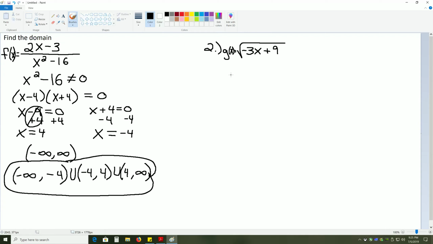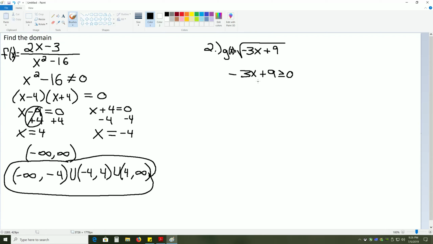Okay, now moving on to this one. When you're dealing with a square root rather than a fraction, whatever is inside the square root has to be positive or 0. You cannot take the square root of anything less than that, otherwise you get imaginary numbers. So we're going to immediately take this negative 3x plus 9 and say that this has to be greater than or equal to 0. No matter what we do, negative 3x plus 9 has to be a positive number or 0.